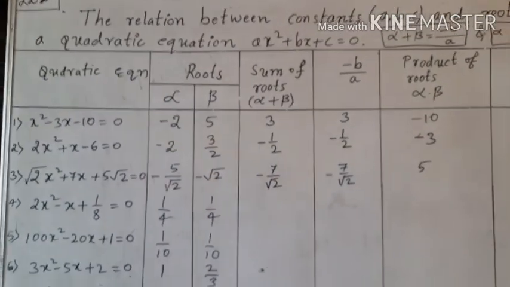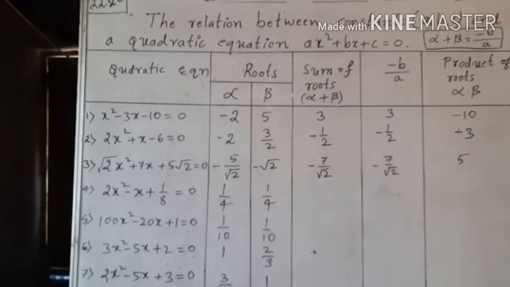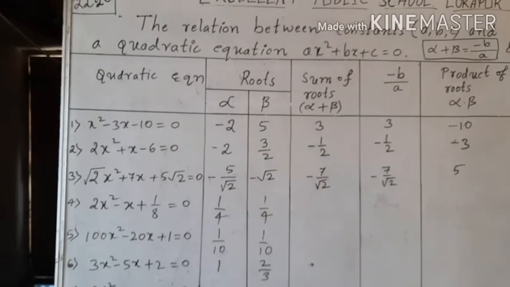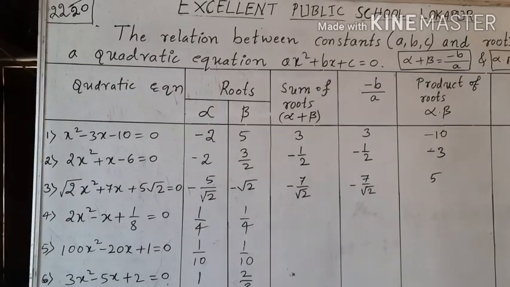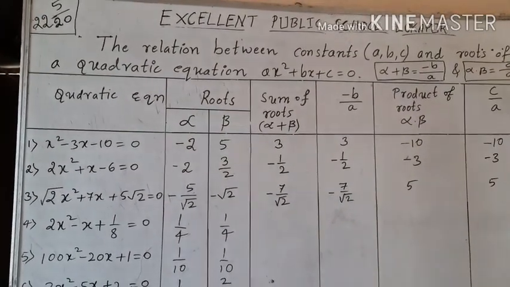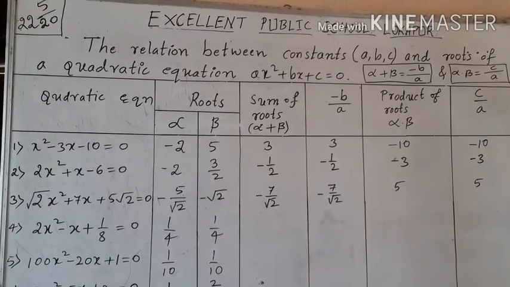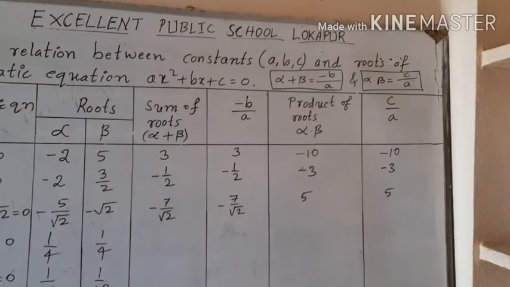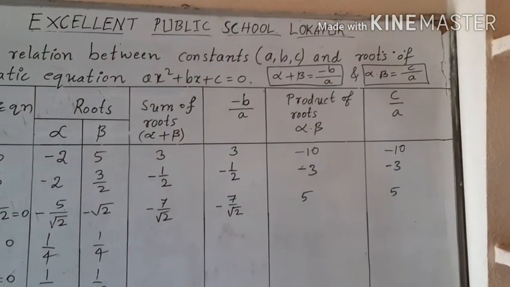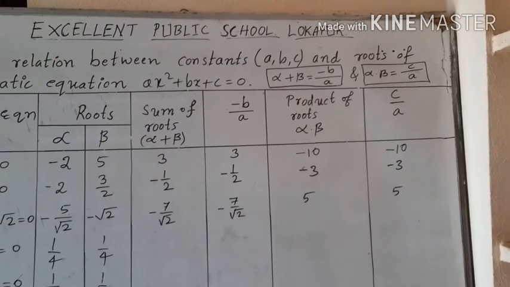Okay. To summarize, look at the board there, right? x square minus 3x minus 10 is equal to 0. Its roots are minus 2 and 5. The sum of roots is 3. Minus b by a is also 3. And the product of roots is minus 10 and c by a is also minus 10.